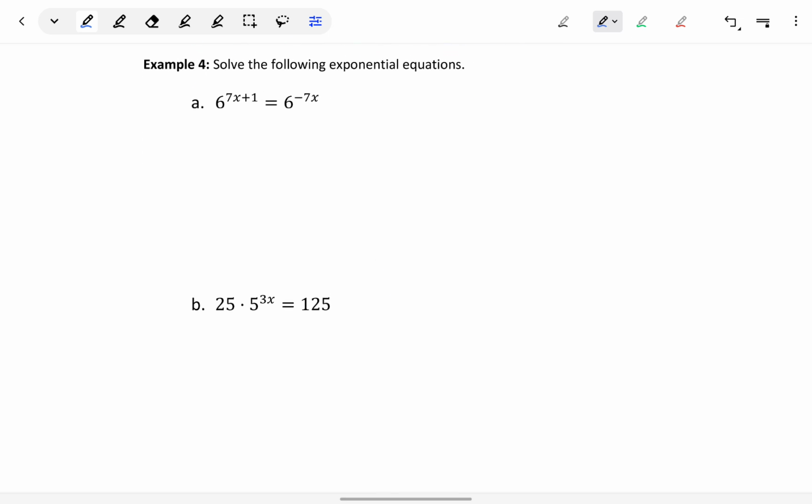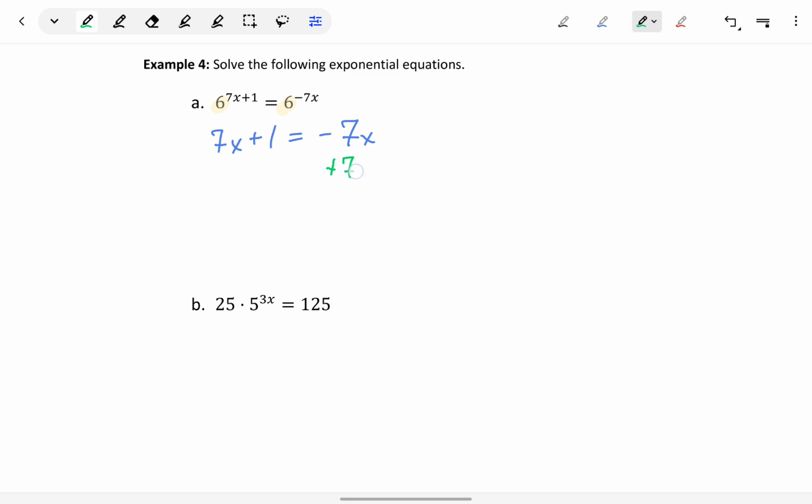In example 4, part A, we have 6 to the 7x plus 1 power equals 6 to the negative 7x power. In each case, the base is the same. That's what we need in order to be able to take advantage of this property. Since the bases are the same, that means the exponents must be equal to each other as well. So we can set 7x plus 1 equal to negative 7x and then solve.